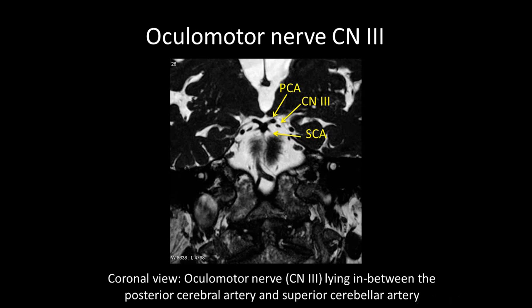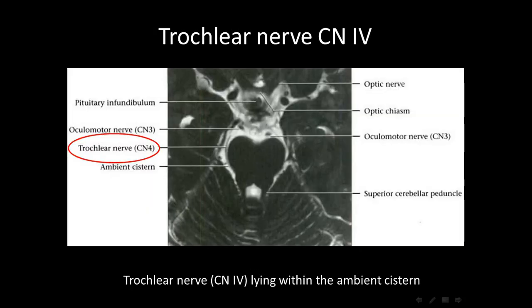It lies within these two branches. It means that when there is any abnormality or mass or whatever with this nerve, it will cause splaying of this distance, right? Here we have the cranial nerve number 4, the trochlear nerve, lying within the ambient cistern here. This thin structure is the trochlear nerve.